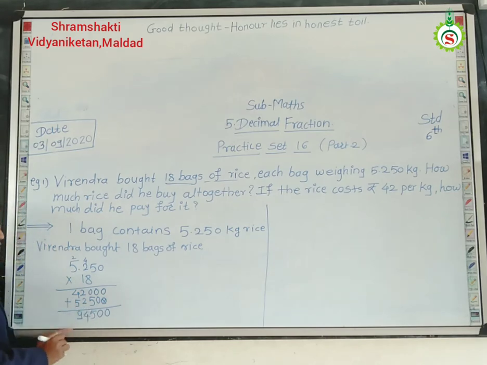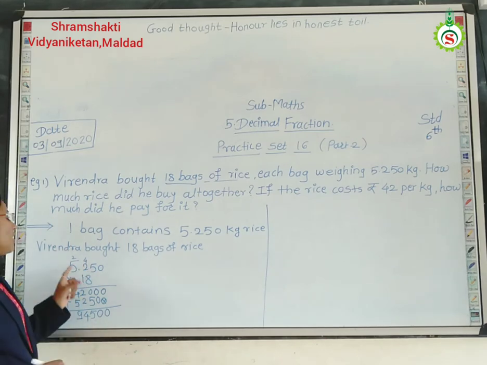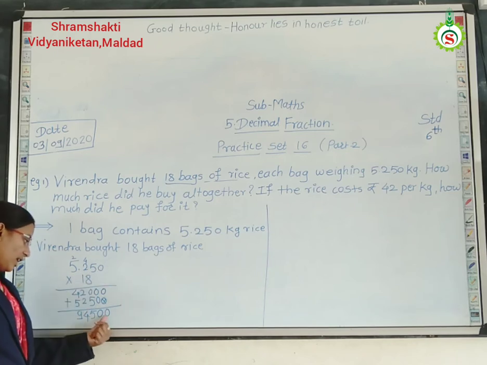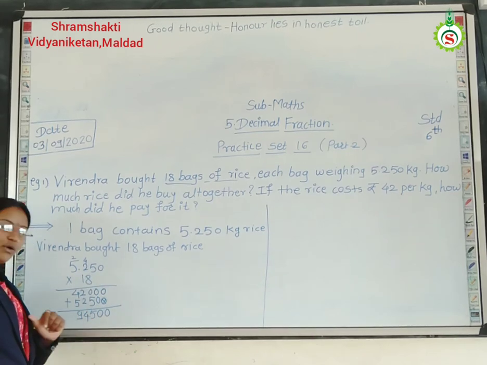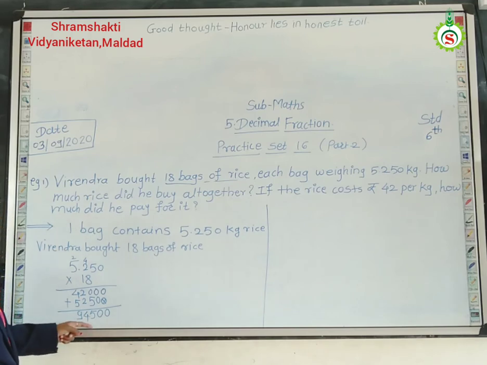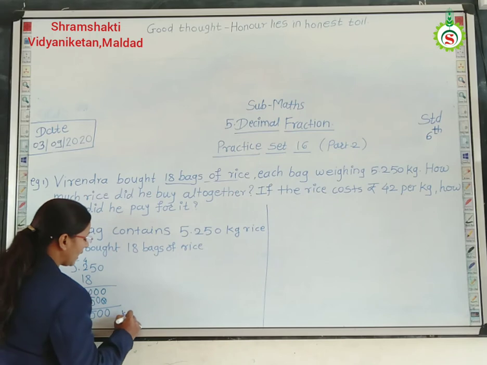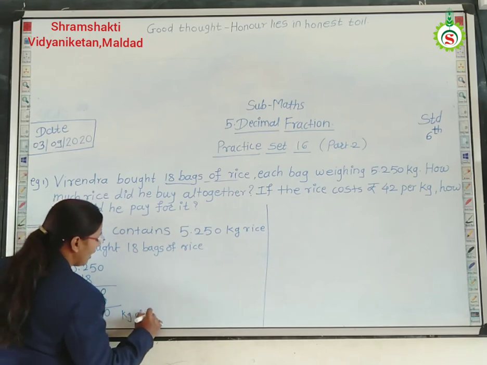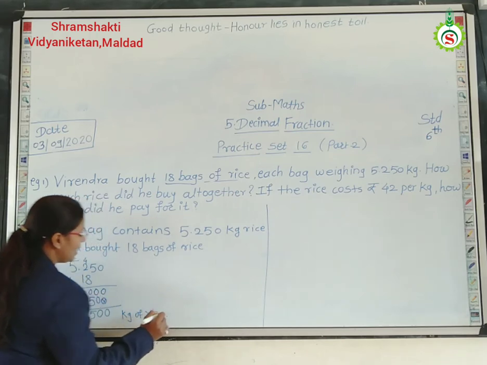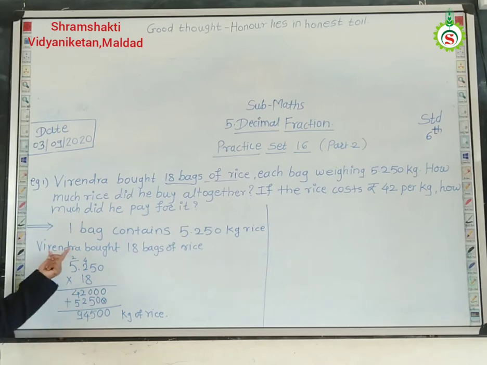Means 94.500, because after the point there are how many digits? 1, 2 and 3. So here 1, 2, 3 and then give the point. Means total 94.500 kg of rice. Means Virendra bought 94.500 kg of rice.